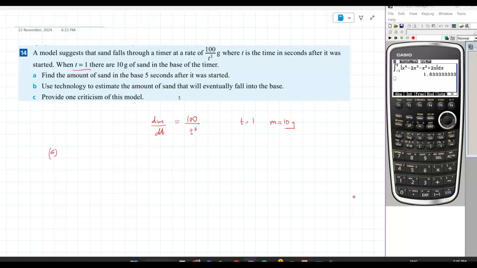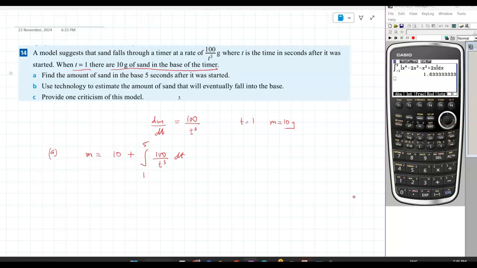So what will the amount of sand be? 10 plus, since 10 is already there, plus the integral from 1 to 5. Why is 10 already there? It's given. When t is equal to 0, there's 0 grams of sand. Oh, because you're taking 1 to 5. I thought you were taking 0 to 5. I'm not taking 0 to 5 because 10 is already there, so 1 to 5.